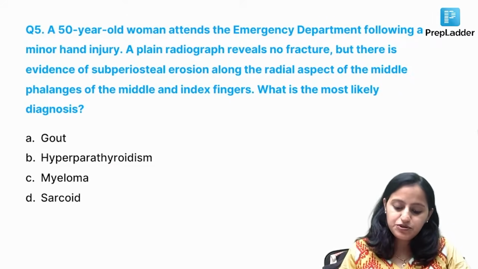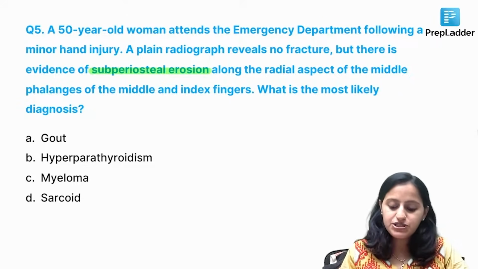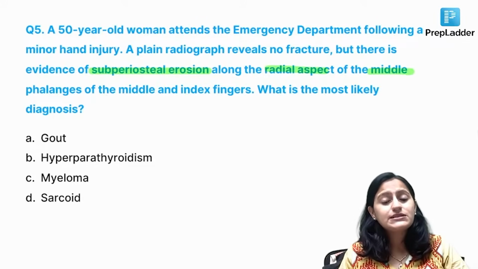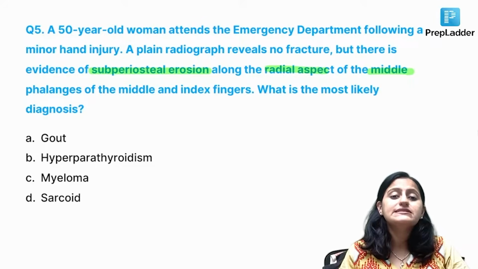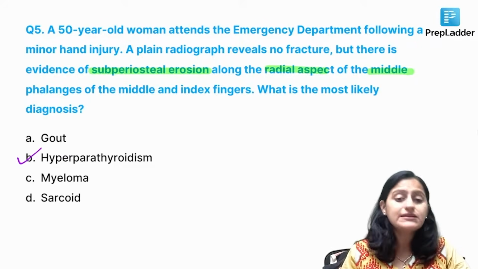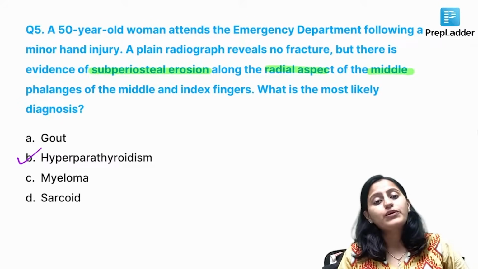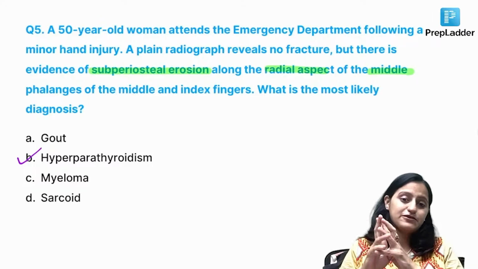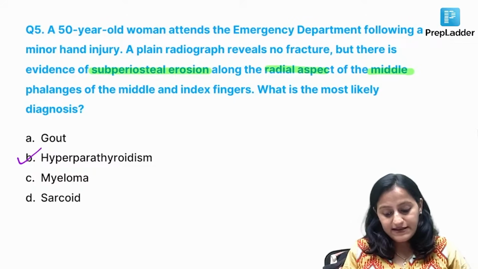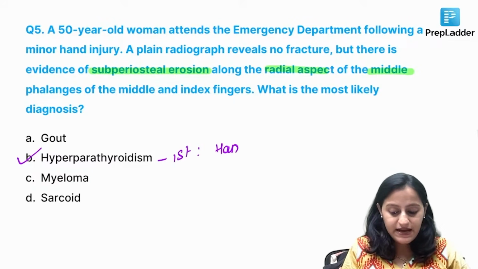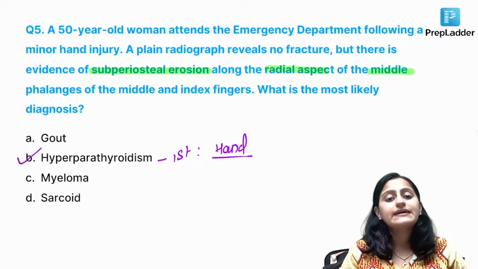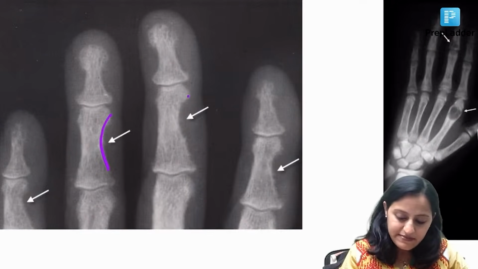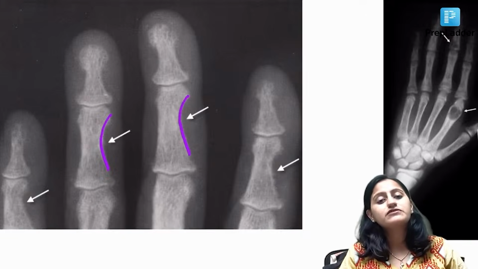Plain radiograph showing subperiosteal erosion along the radial aspect of the middle phalanges. This is classical of which condition? Subperiosteal erosion, subperiosteal resorption, is seen with hyperparathyroidism, classically starting on the radial aspect of the middle phalanx of the fingers, and that is why the first x-ray that you generally take in hyperparathyroidism is a hand x-ray. So look at this one. Look at the concavity, the fuzzy margins of the radial aspect of the middle phalanx.